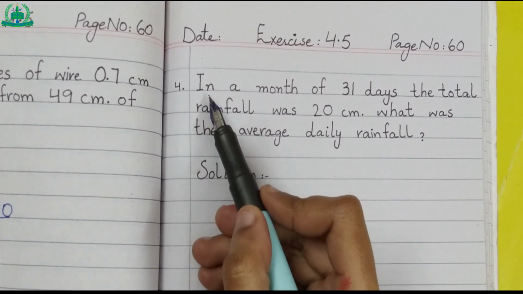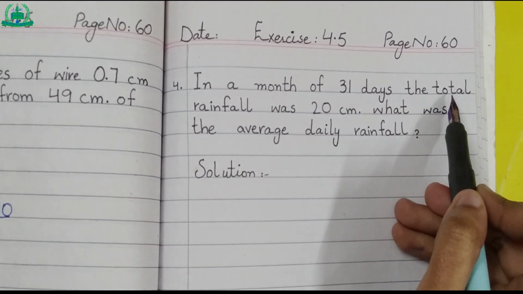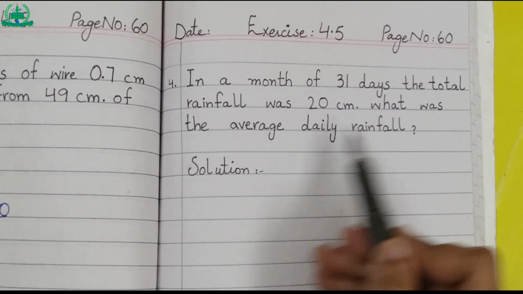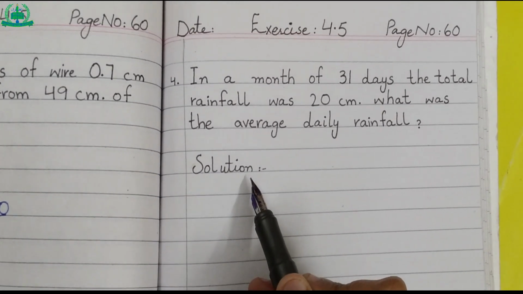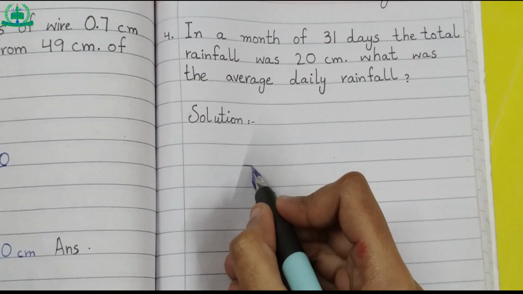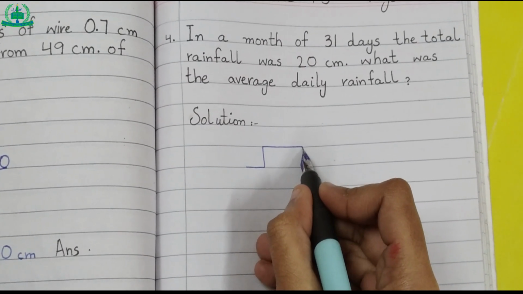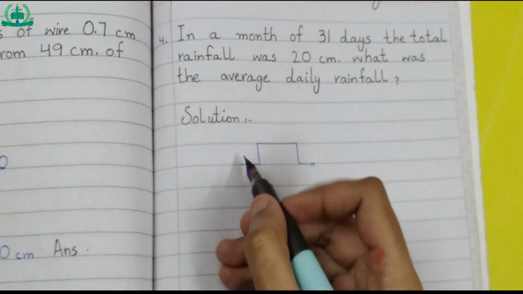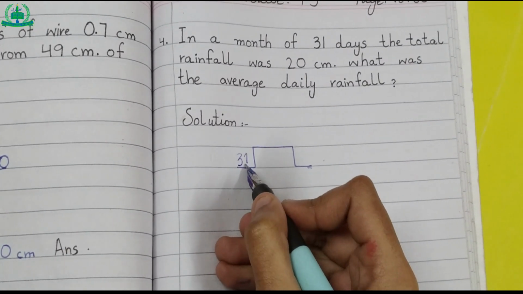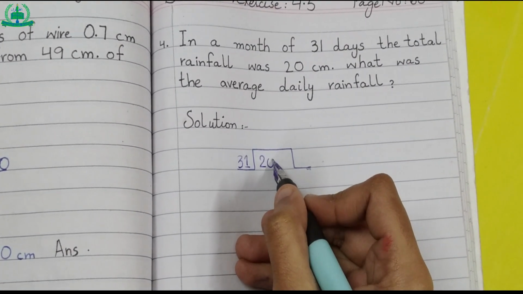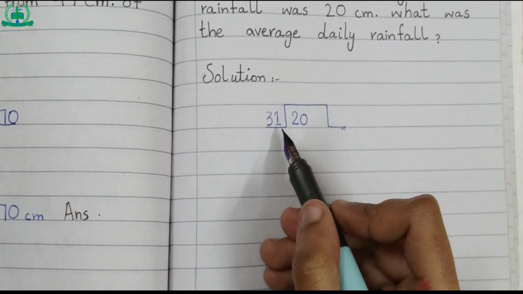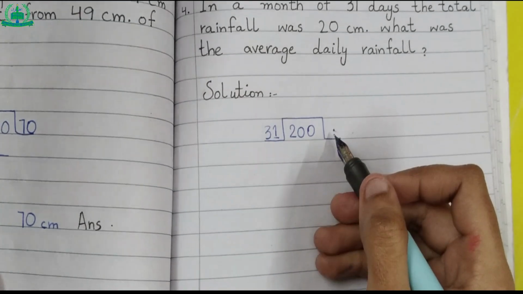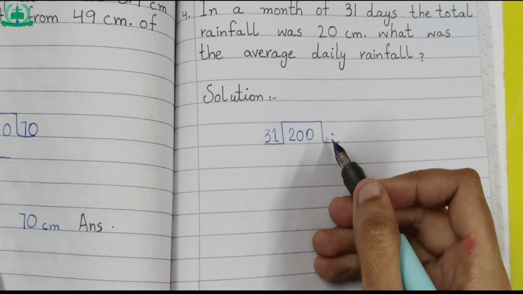Question number 4. In a month of 31 days, the total rainfall was 20 cm. What was the average daily rainfall? Write heading of solution. Now we do divide. We write 31 in divisor place, 20 in dividend place. 20 is not divisible by 31, so we put point and add 0. If we don't have any number before decimal, we put 0.